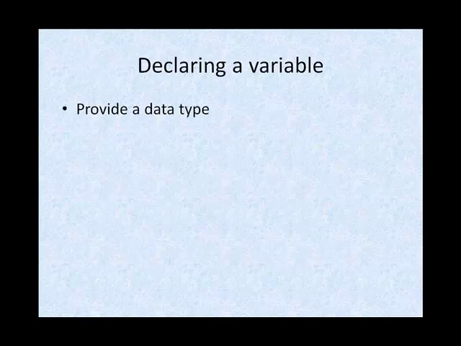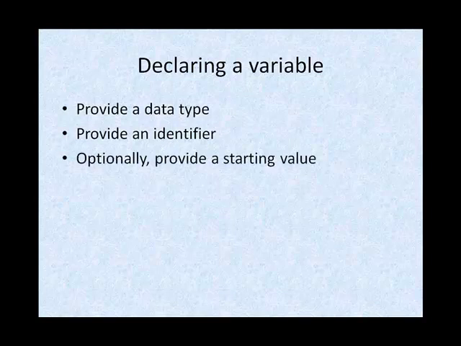When you declare a variable, you must provide a data type, you must provide an identifier, and optionally, you can provide a starting value. If you don't, you can provide a value later.